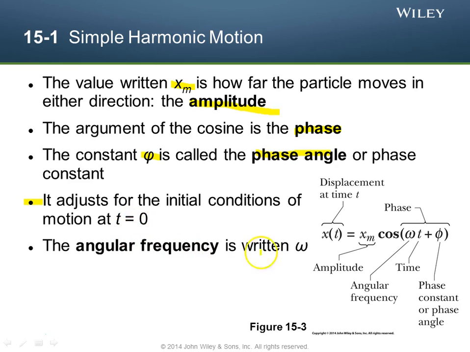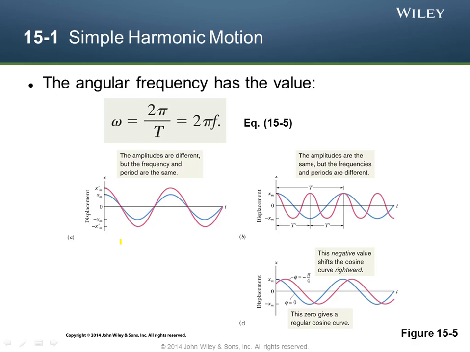If we're starting at our maximum amplitude, then phi is just going to be 0. But say we're starting slightly below our maximum amplitude, then we adjust the phase of the wave by our phase constant. And finally, omega is our angular frequency. From before, we know that the angular frequency is 2 pi divided by the period, or 2 pi times the frequency. Notice the reciprocal relationship between period and frequency.